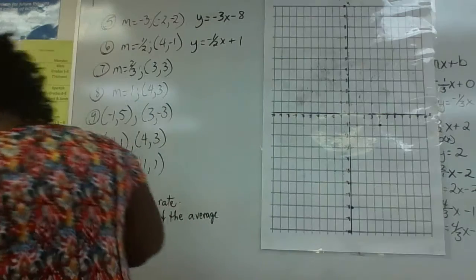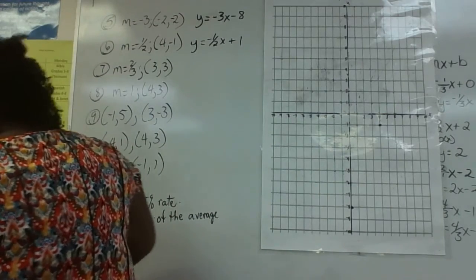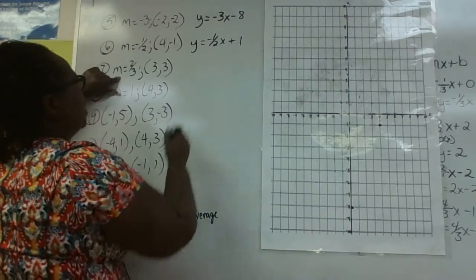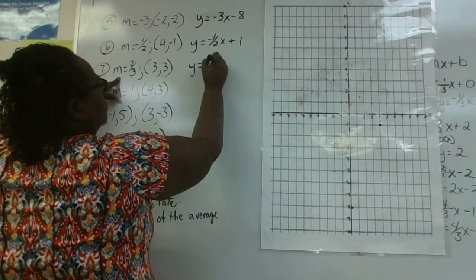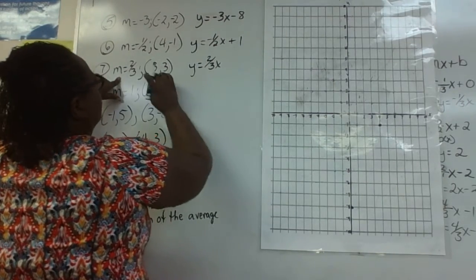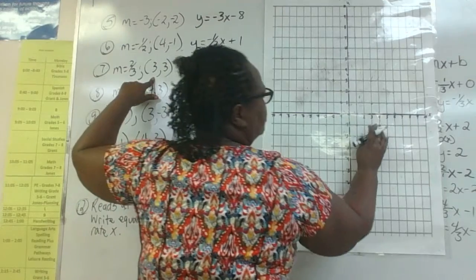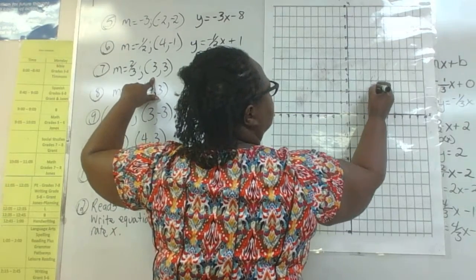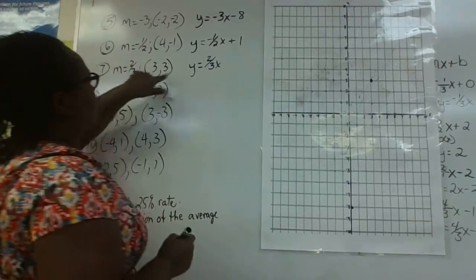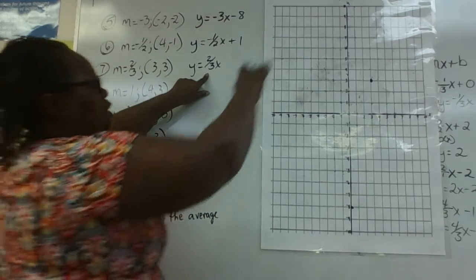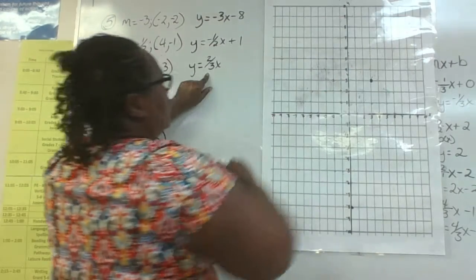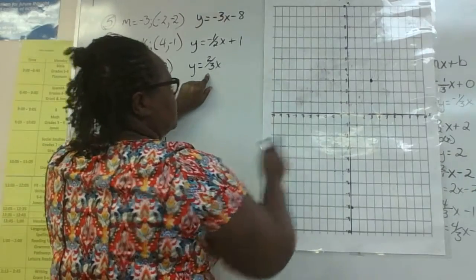Okay? And that's the answer to number 6. Let's move on to number 7. Number 7, we know what our slope is, 2/3 x. Now, let's plug in 3, 3. 1, 2, 3. And with that, we have a 2/3, which is going to be a positive move, but we need to head towards this y-axis.